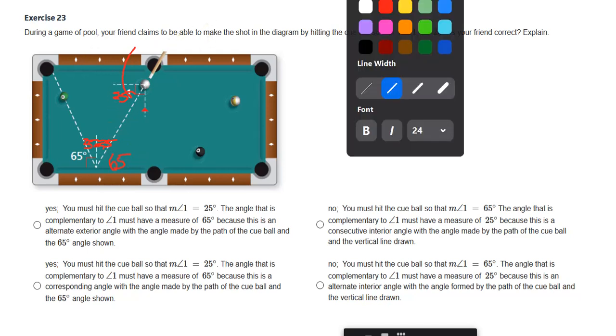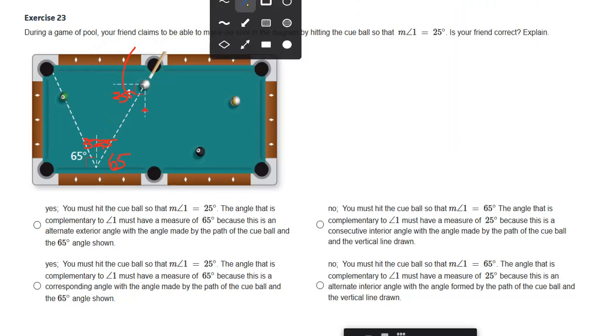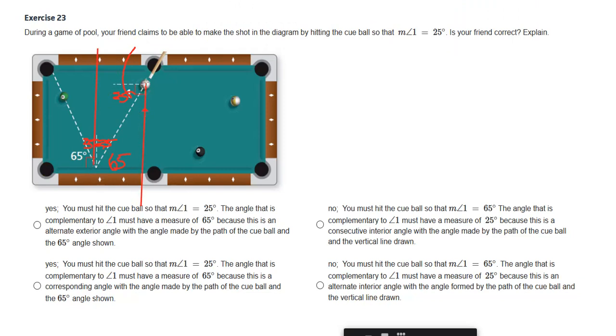And if that doesn't make sense because lines. If this is 65. So if this is 25, it would mean that this is 25, and this can't be 25. This has to be 65 if this is 25. So that's my explanation without reading theirs.